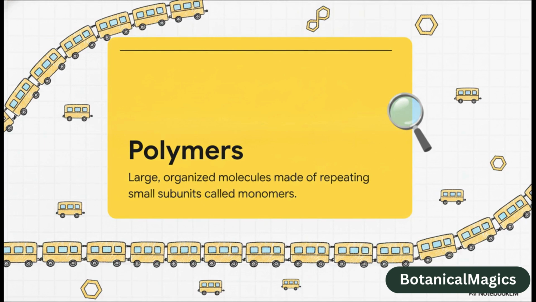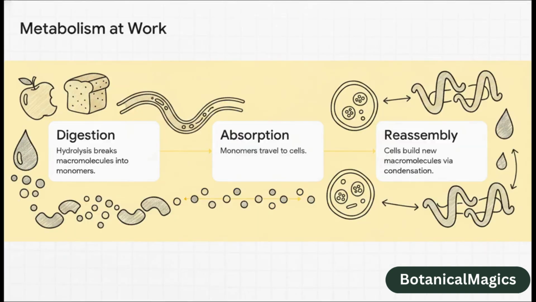I like to think of monomers as individual rail cars. By themselves, they're small, they're simple, but when they couple together, they form these massive, highly functional polymers. This might sound like an abstract chemistry lesson, but this is literally your daily metabolism at work. When you eat food, let's say a complex carbohydrate, your body's digestion process breaks those massive macromolecules down into their tiny monomer parts through hydrolysis. Then, those individual monomer railcars are absorbed and they travel all the way through your system to your individual cells.